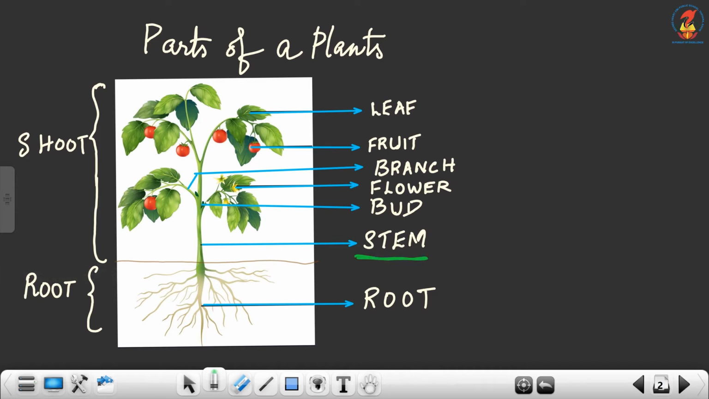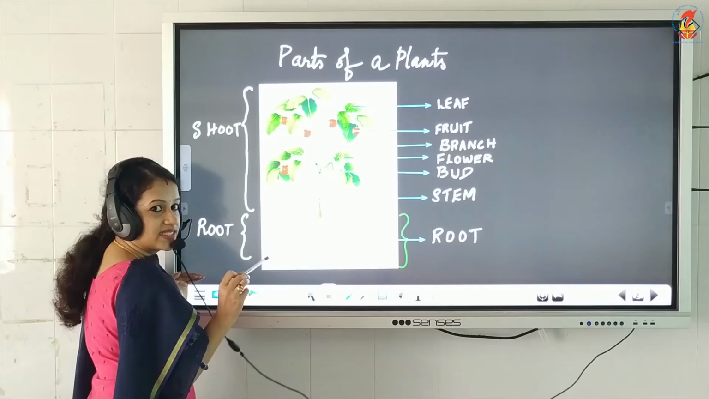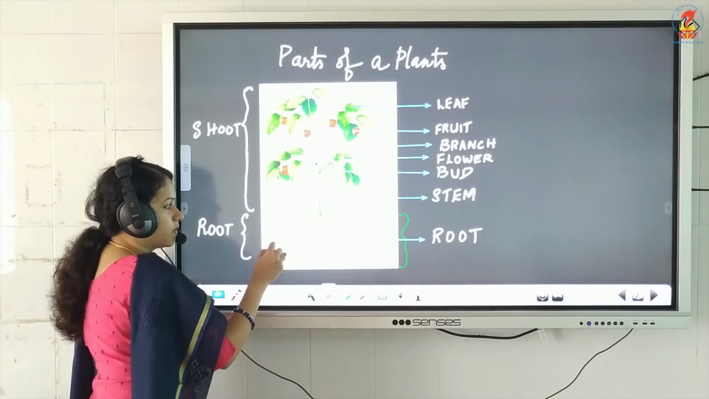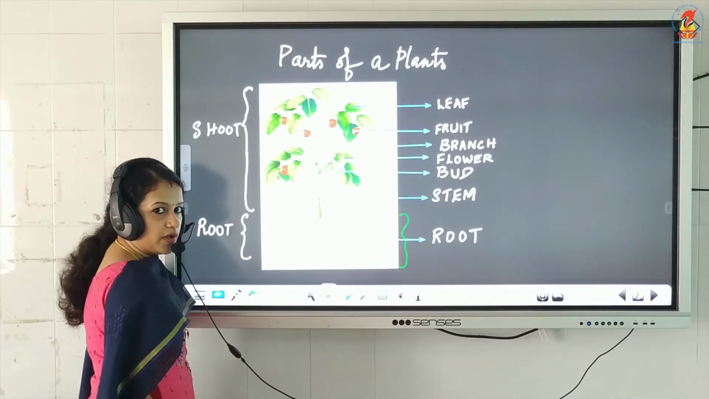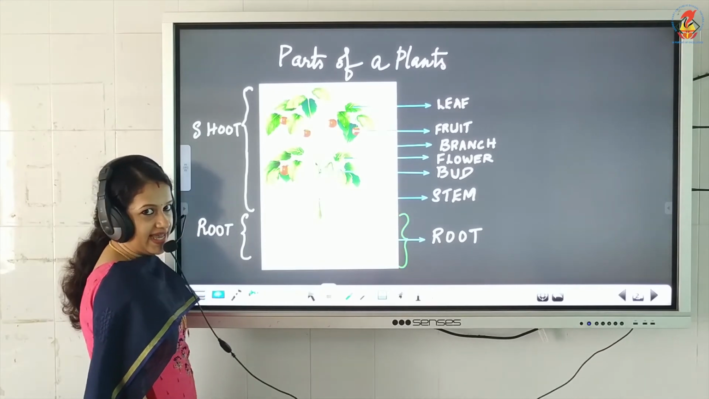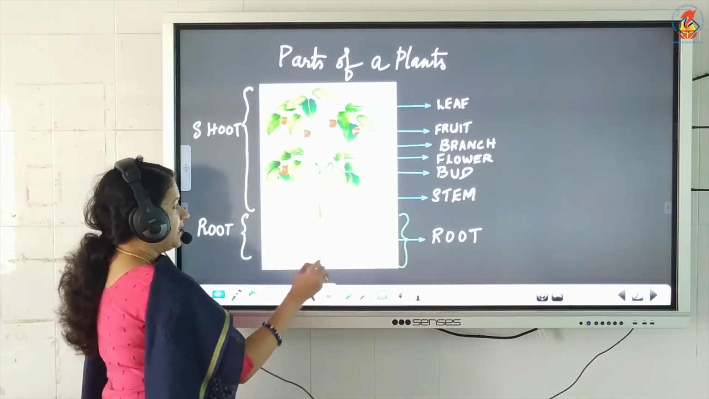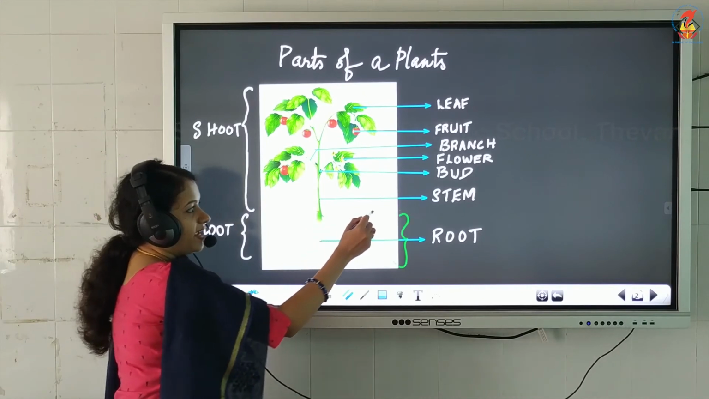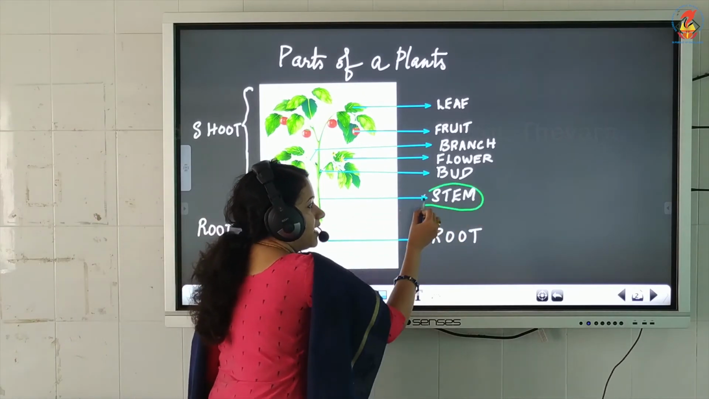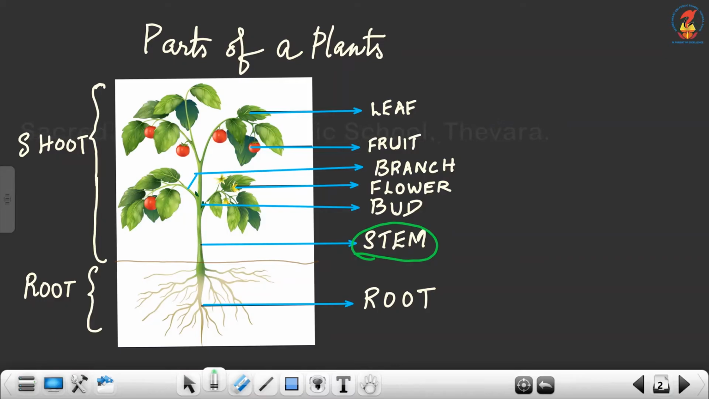The root is the second part and it grows below the soil. You cannot see it above the soil. It is growing below the soil in a downward direction. Then in the shoot system I told you that the main part is the stem. The stem is again divided into many other parts.